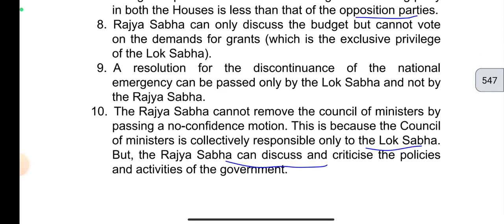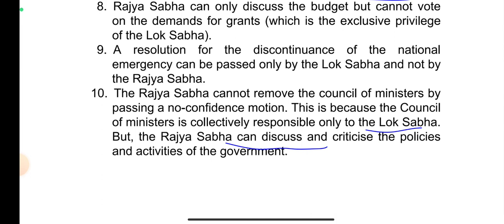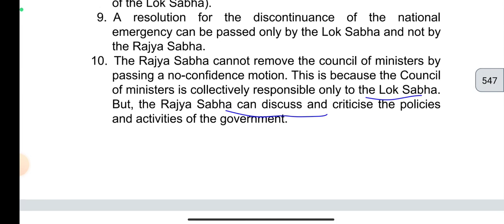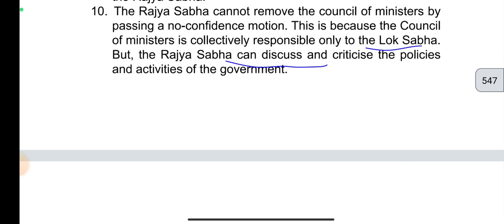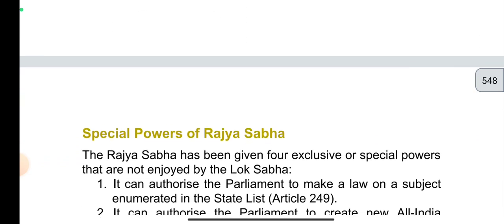Rajya Sabha can only discuss the budget but cannot vote on the demands for grants, which is the exclusive privilege of the Lok Sabha. A resolution for the discontinuance of the national emergency can be passed only by the Lok Sabha and not by the Rajya Sabha. The Rajya Sabha cannot remove the Council of Ministers by passing a no-confidence motion. This is because the Council of Ministers is collectively responsible only to the Lok Sabha, but the Rajya Sabha can discuss and criticize the policies and activities of the government.